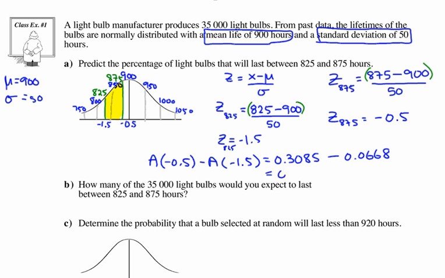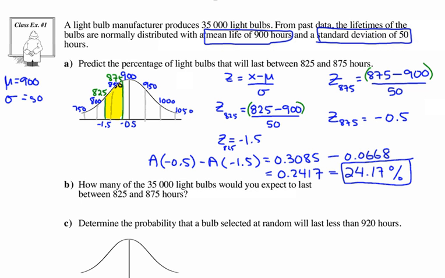Now it wants it as a percent. So predict the percentage. So changing that to a percent, we just times it by 100, or move the decimal 2 to the right. So 24.17% of the light bulbs are expected to last between 825 and 875 hours.